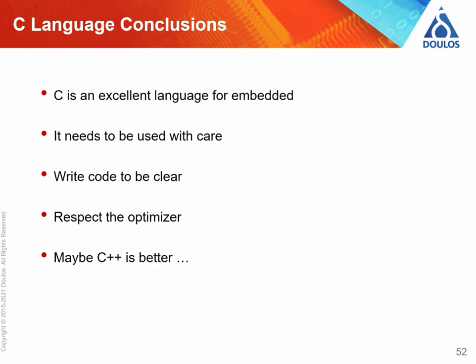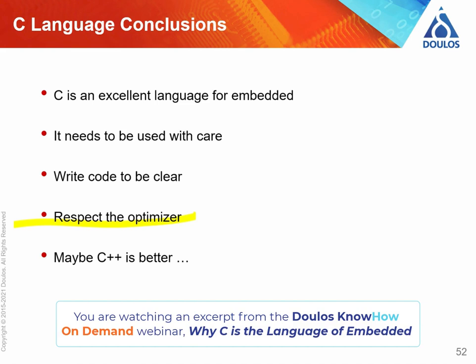So just to summarize this section, C is an excellent language for embedded. It needs to be used with care though, because it's very easy to write code that's hard to understand and hard to maintain. So clarity is the most important aspect. Recognize that the optimizer is normally going to do a much better job than you could by manually manipulating the code to try to give you more efficient implementations. So don't try to fight the optimizer. That's what we're saying here.